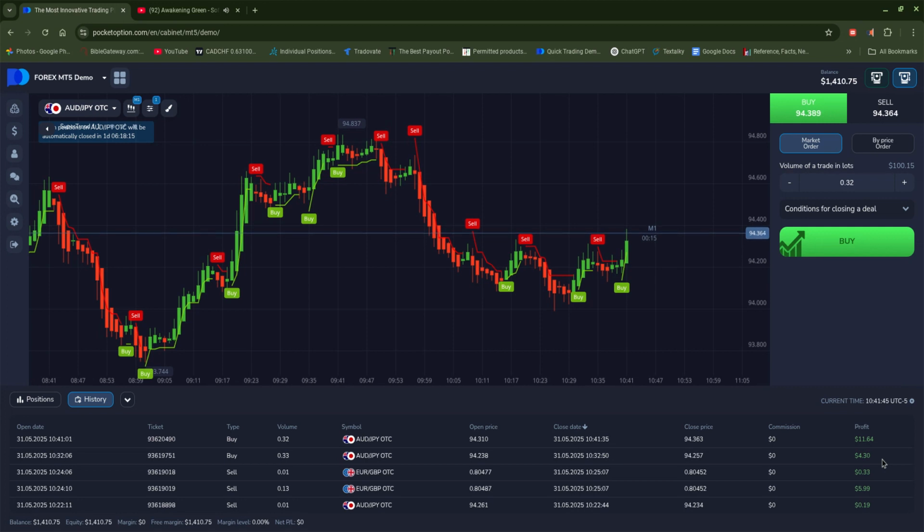Now, if it doesn't go your way and it prints the other way, of course, you want to get out of that trade and take the loss. You can do more than one buy or sell, but then you're going to get into blowing your account really fast, which I'm really good at doing as well. Okay, I think that's going to be it for today.